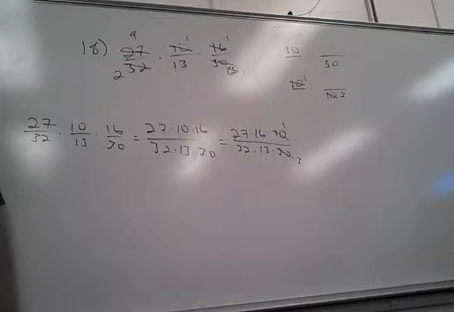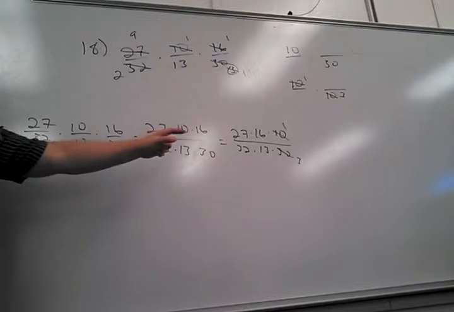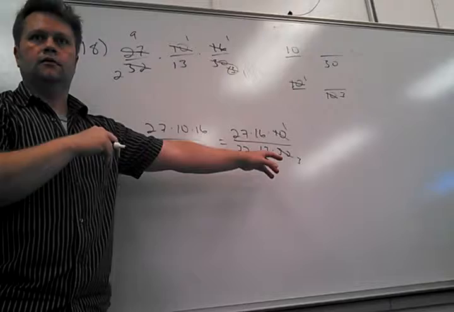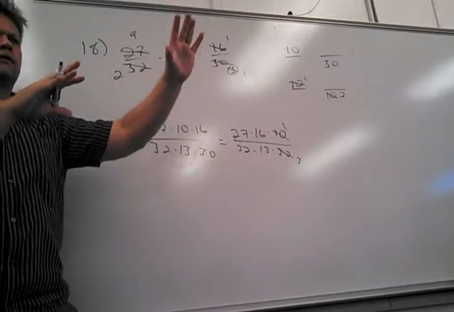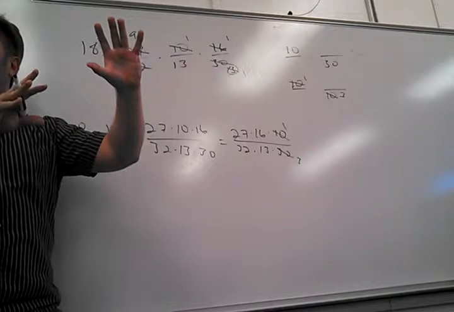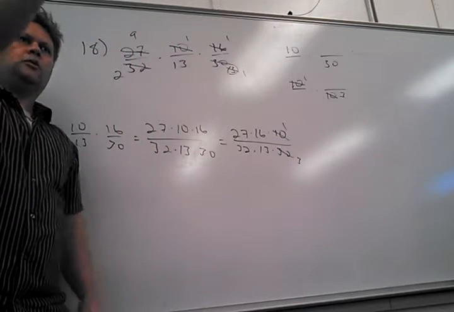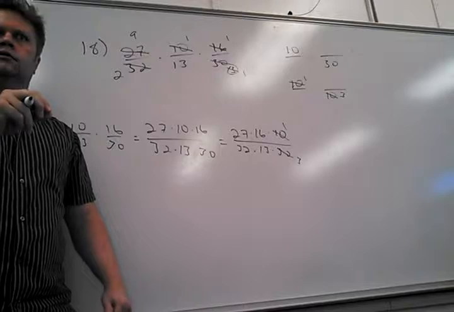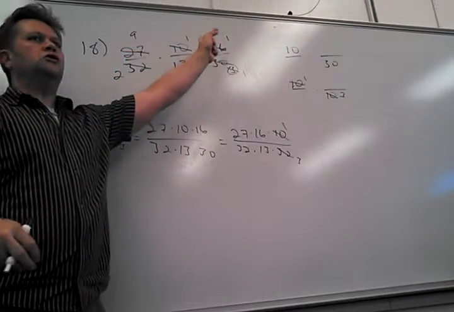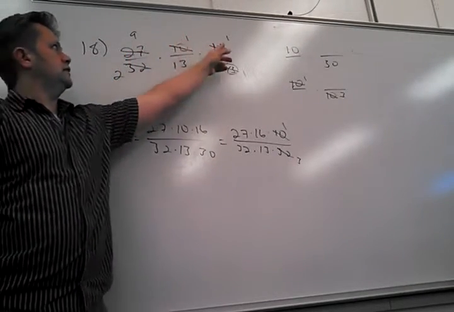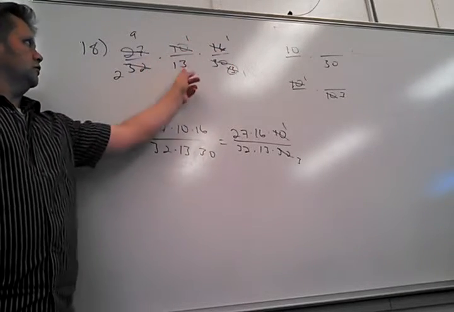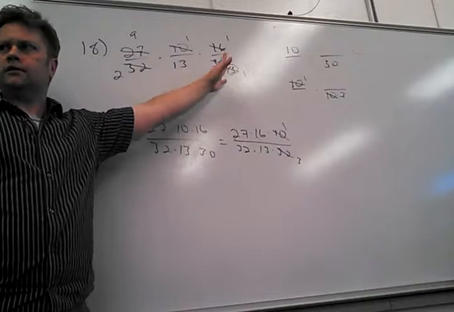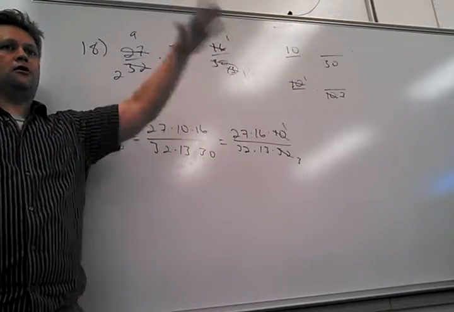How do you guys feel about this so far? So I know that multiplication and division will cancel. What numbers in this problem are multiplying? 27, 10, and 16. What numbers are dividing? 32, 13, and 30, right? You guys kind of with me? Why are they dividing? Because they are on the bottom. So these numbers will cancel with parts of these numbers if they have anything in common. That's the idea. Let's do something a little easier to look at.